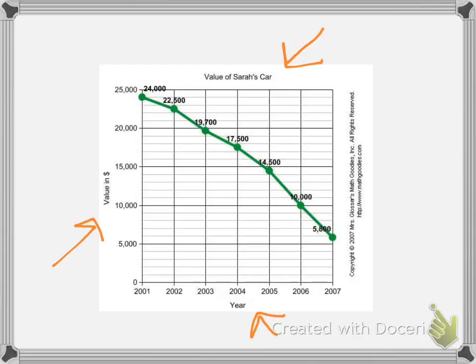Okay, so I would pause this, start by talking about what you see in the graph, and then tell me what trend is happening, and see if you can predict what's going to happen in the year 2008. Of course, that's in the past now, but according to this chart, if this were continued out, what would happen then?